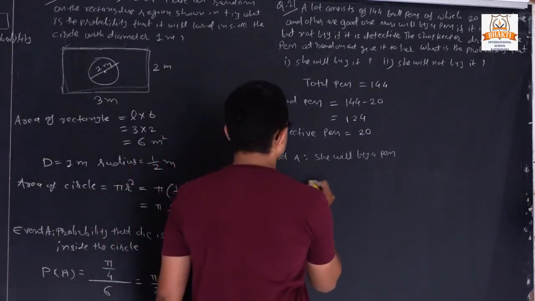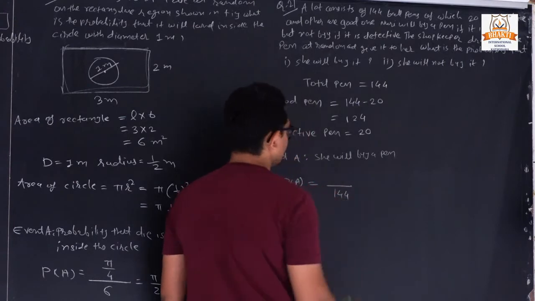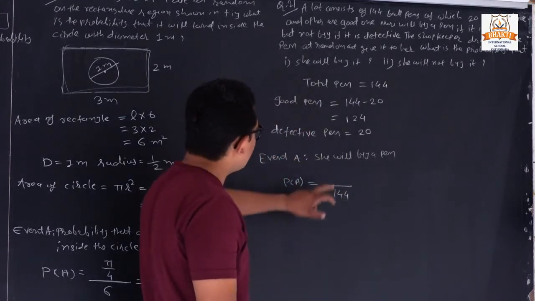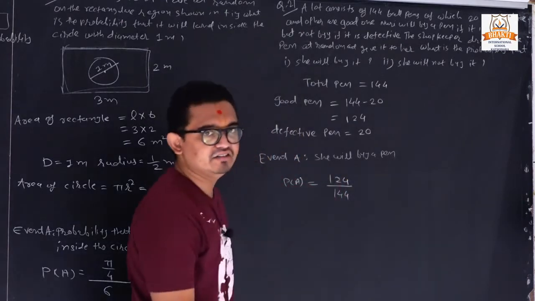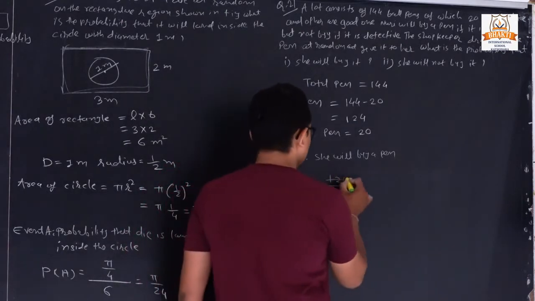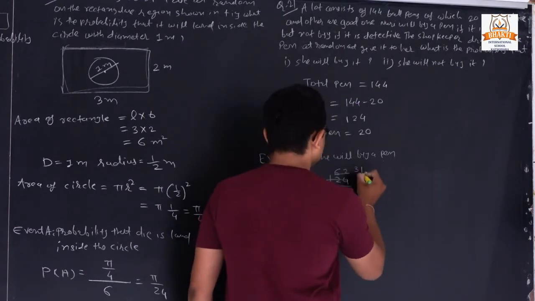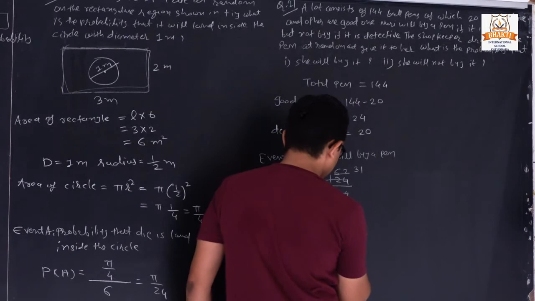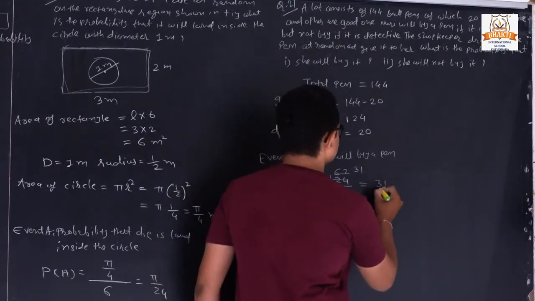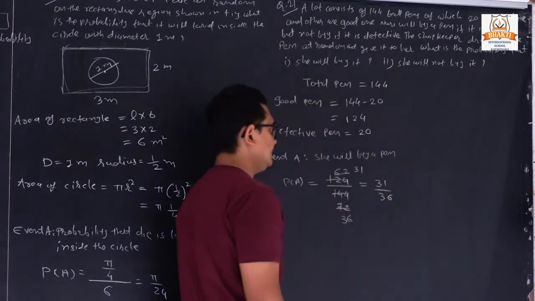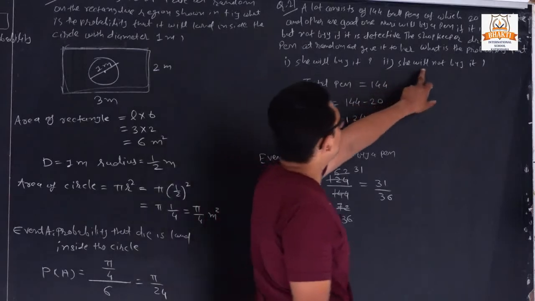So the total pens are 144. Out of 144, how many are good pens? It is 124. Clear? Now divide by 2, so 62 and 72, and once again by 2, we get 31 and 36. So what is its probability? 31 upon 36.